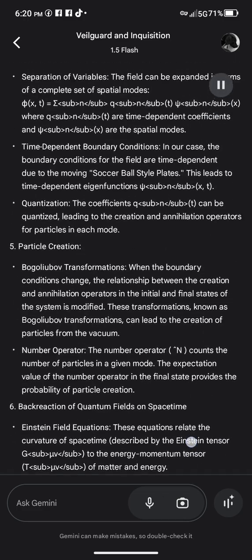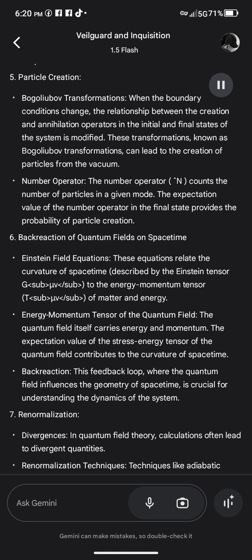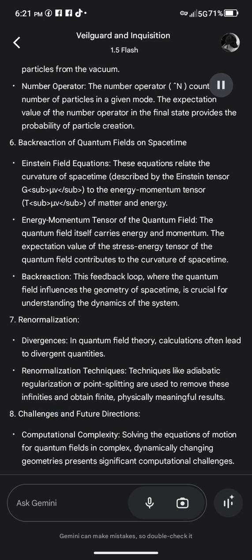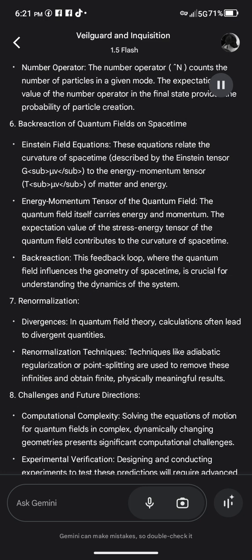5. Particle creation. Bogoliubov transformations. When the boundary conditions change, the relationship between the creation and annihilation operators in the initial and final states of the system is modified. These transformations, known as Bogoliubov transformations, can lead to the creation of particles from the vacuum. Number operator. The number operator, N_n, counts the number of particles in a given mode. The expectation value of the number operator in the final state provides the probability of particle creation.